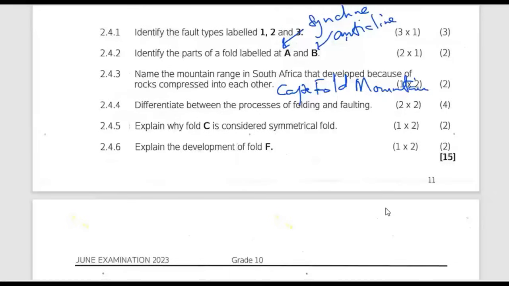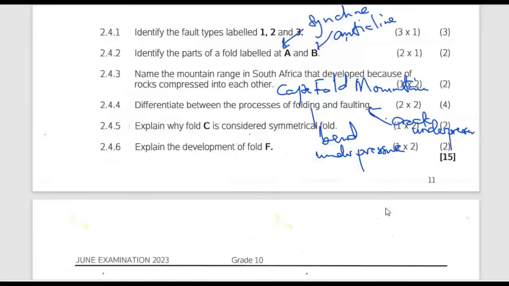Right, number 2.4.4, differentiate between the process of folding and faulting. With folding, the name suggests the rocks bend under pressure. That is folding. It's actually bending. And faulting, the rocks crack under pressure. That is the difference there. Folding, we tend to force rock strata towards each other and they bend. Faulting, they are being exposed to tension and they crack or break along lines of weakness.